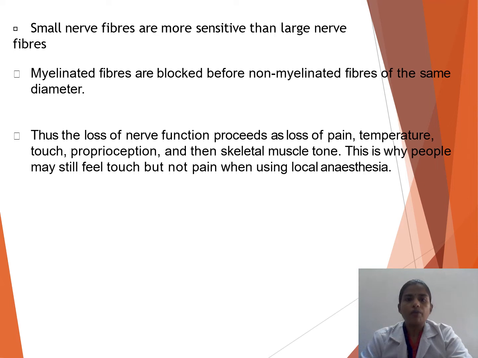Small nerve fibers are more sensitive than the large nerve fibers. Myelinated fibers are blocked before non-myelinated fibers of the same diameter. Thus, loss of nerve function proceeds as loss of pain, temperature, touch, proprioception, and then skeletal muscle tone. This is why people may still feel touch but not pain when using local anesthesia.